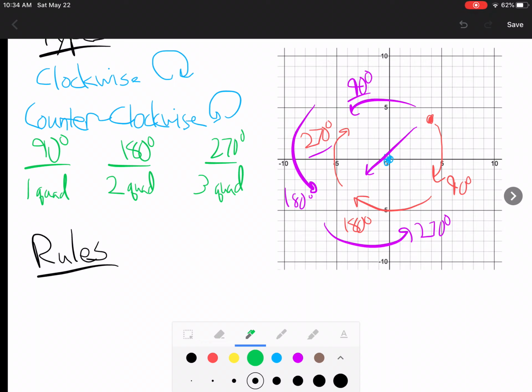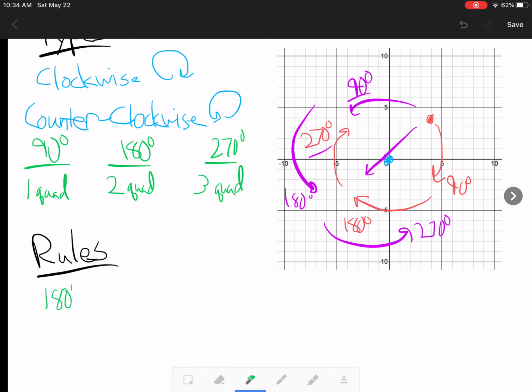So we have a couple of rules, and we'll start off with 180 degrees because that's the most straightforward one. You take your point, whatever it is, that x comma y, you keep the x and the y in the same spot, but we change the sign. That's it. That's how you rotate something 180 degrees.